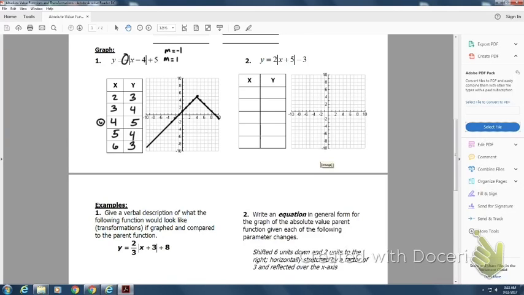Going to number 2. Jillian, looking at that equation, what would my vertex be? Negative 5 and 3. I'm going to put those values in there. I'll go ahead and graph my vertex.